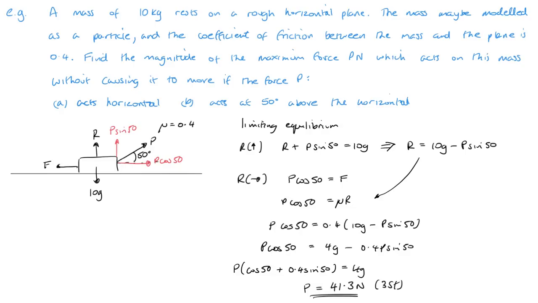Okay, so since we didn't need R, we can eliminate R and just find out P. If we needed the actual value of R, we could, once finding P, substitute back in to find R. Okay, so that is the first example looked at. It's the only one that we're going to look at on a horizontal plane today, but it was just to get you into thinking about this limiting equilibrium. Now let's move on to the inclined planes.